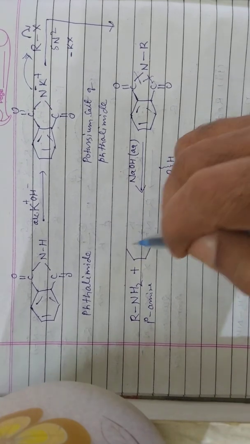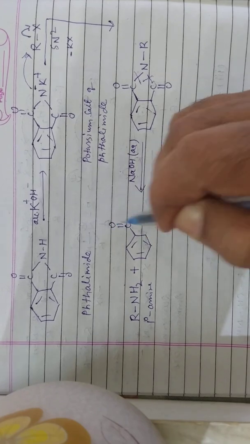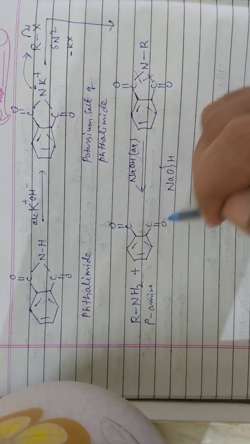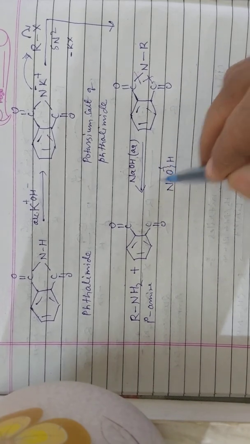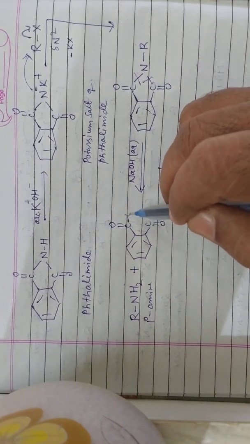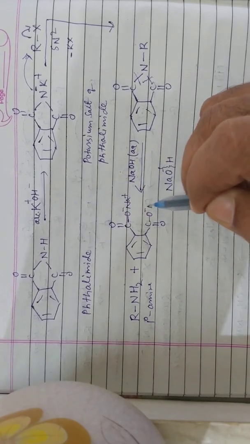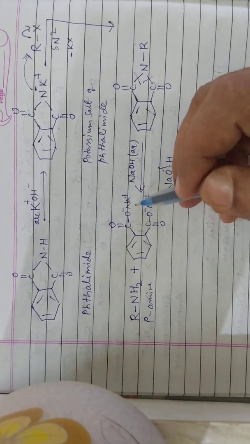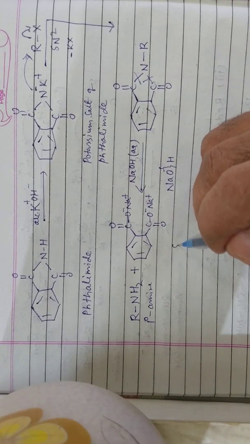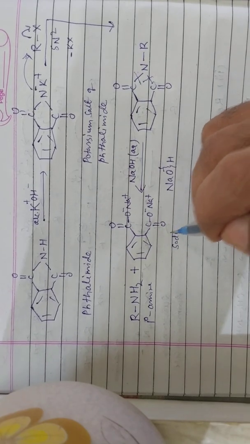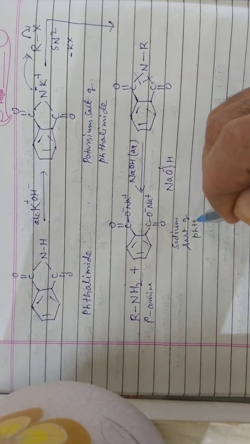So NH2, 1 degree amine we obtained, and this phthalimide anion is converted into sodium salt of phthalic acid. Here you see CO. Now this O negative will join with this carbon, O negative Na positive, O negative Na positive. So we will get sodium salt of phthalic acid.